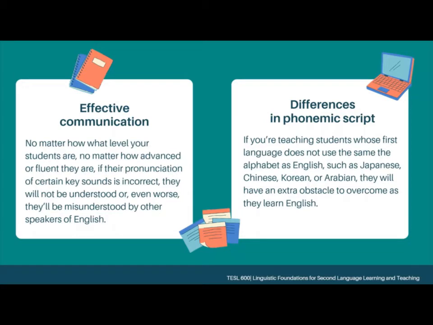So next is the differences in phonemic script. Okay, so this one is very crucial. If you're teaching students whose first language does not use the same alphabet as English, such as Japanese, Chinese, Korean, or Arabic, they will have an extra obstacle to overcome as they learn English because it's different, okay? So our students are not just learning new words and grammar, but also a new alphabet and the sounds that each letter makes. So it's hard for these students. Adding some phonics lessons to your curriculum or to your lessons can be a great help.